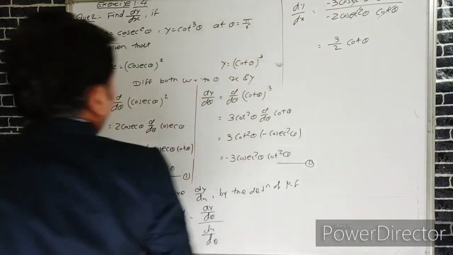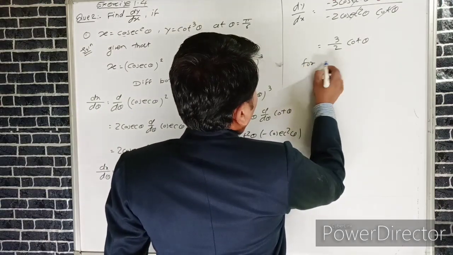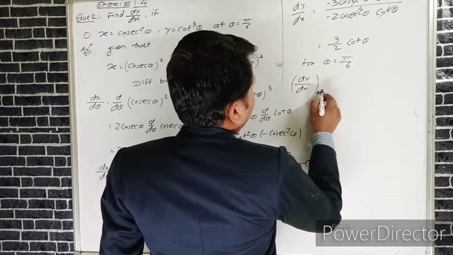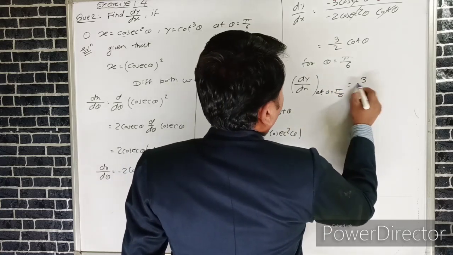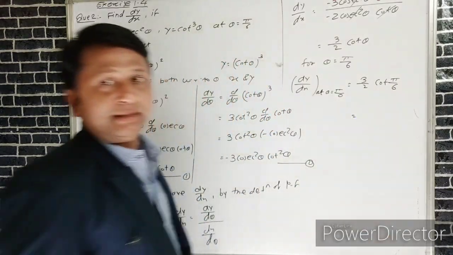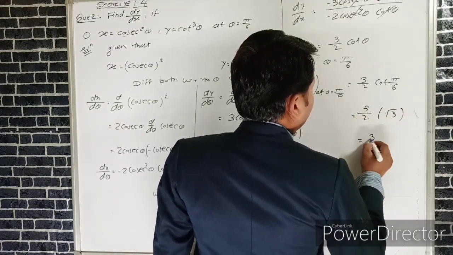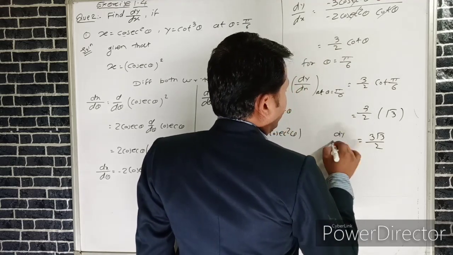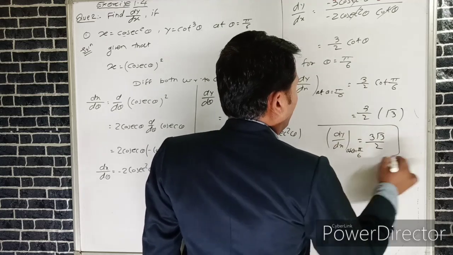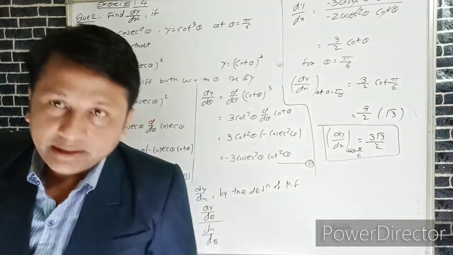But we have to find the value of dy by dx at theta is equal to pi by 6. If we put theta equal to pi by 6, we can write dy upon dx at theta equal to pi by 6, which is 3 by 2 into cot of pi by 6. We know that the value of cot of pi by 6 is under root 3, hence we can write 3 upon 2 into under root 3, which is 3 root 3 upon 2. So the required derivative at the given value is 3 root 3 upon 2.